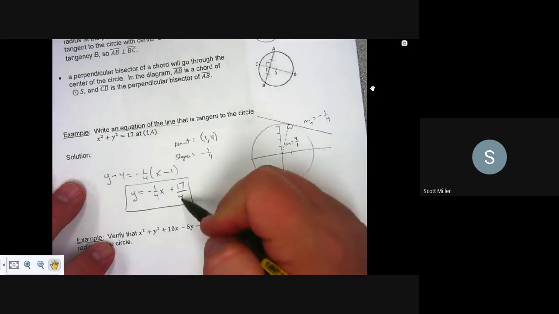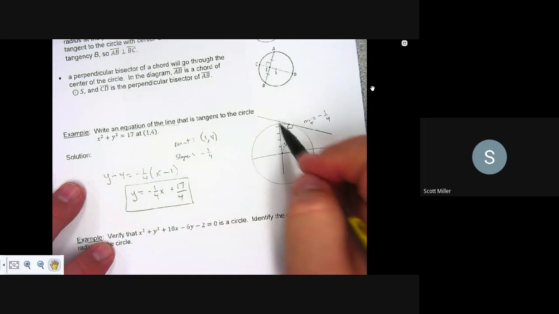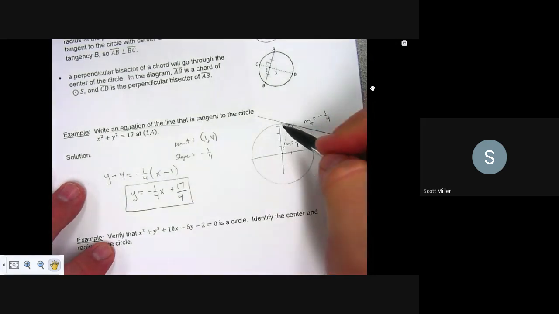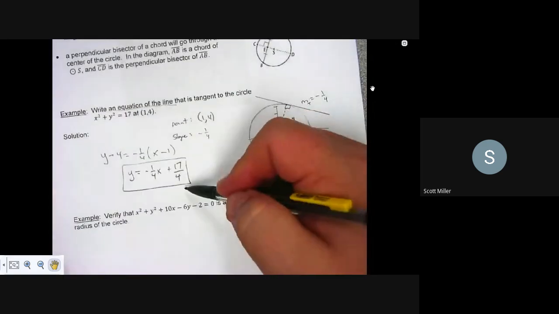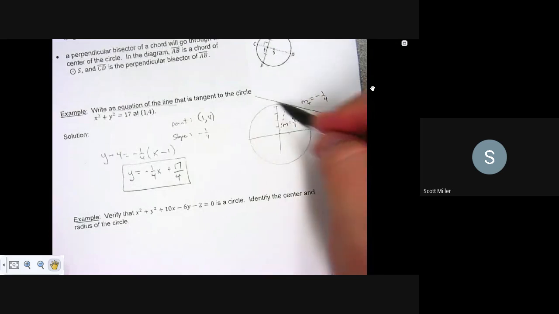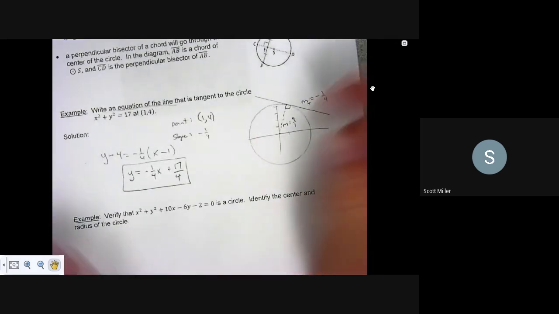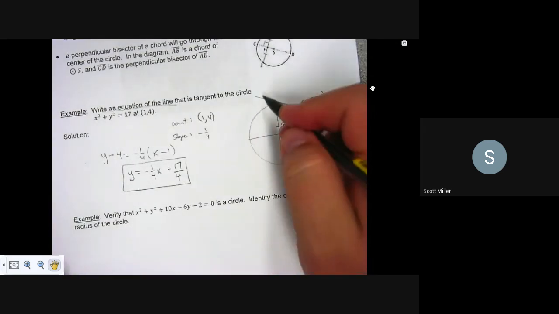Remember, 17 over 4 is just, I wasn't drawing to scale here, but you should see this a little bit above 4. Because 16 over 4 would be 4, so it's like 4 1/4. And so even though this is not drawn to scale or accurately or anything like that, you can kind of see we're in the ballpark where we need to be.